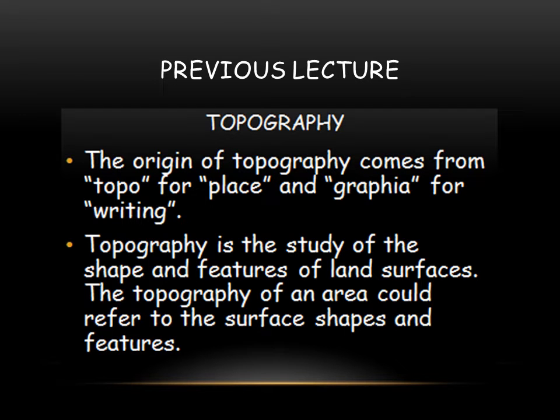In the previous lecture, I told you that topography is derived from two Greek words, topo and graphia. Topo means place or a surface, and graphia means writing. So this is to write about the surface of an area or the land of an area. Topography is the study of the shape and features of the land surface. The topography of an area could refer to the surface shapes and features, so that we can use contour lines to know the exact size and shape of an area, like a mountain, a hill, or a plateau.